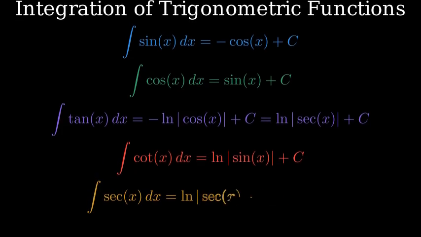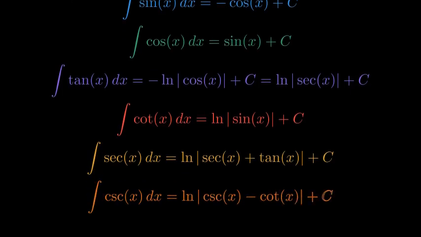The integral of secant x dx equals natural log of the absolute value of secant x plus tangent x plus c. And the integral of cosecant x dx equals natural log of the absolute value of cosecant x minus cotangent x plus c. Let's visualize what the integral of sine x means graphically.